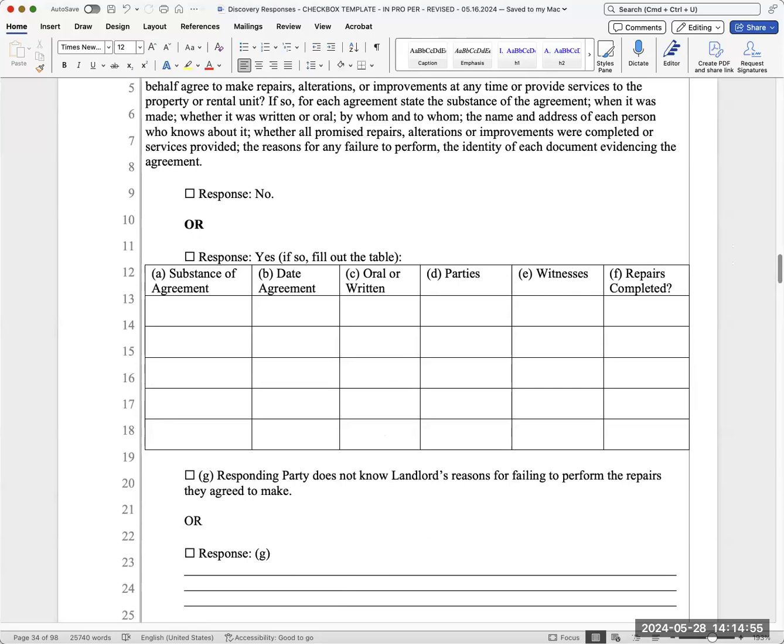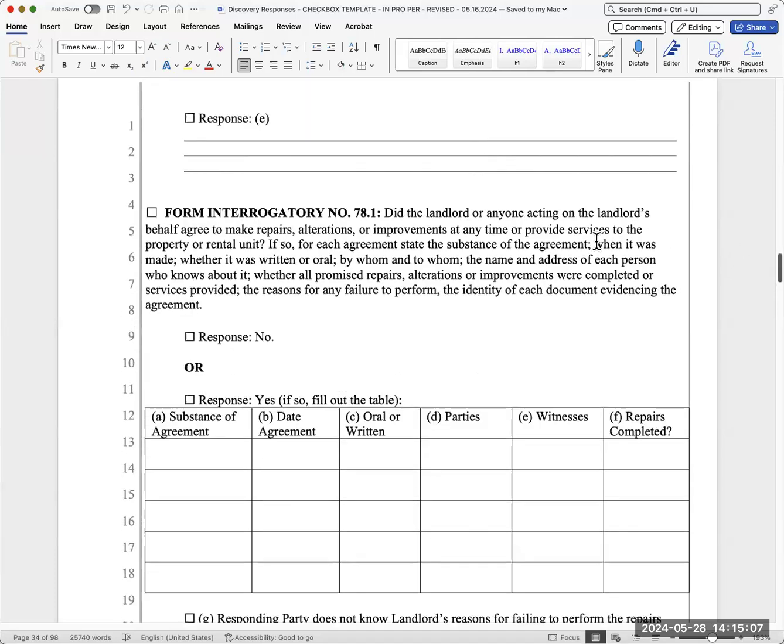You write the landlord an email. The landlord emails you back and says, I understand your sink is broken. I'm going to send someone out to fix it on this date. That's an agreement to fix it, right? Sometimes it could be verbal, sometimes it could be done by text or some other means, but you're going to write out how it was done here. If it doesn't apply, check no. If it does apply, check here and fill out the chart.